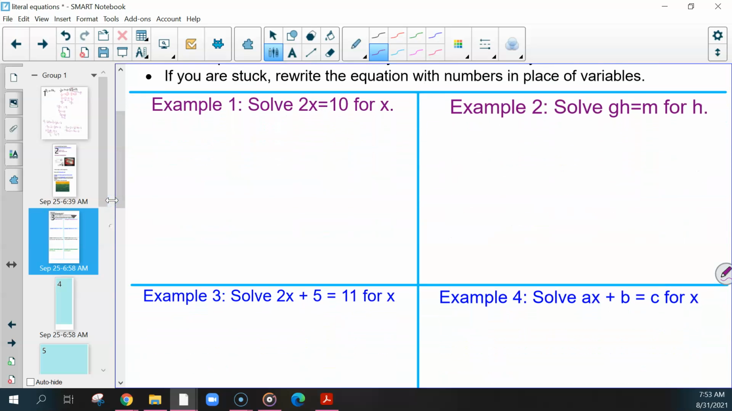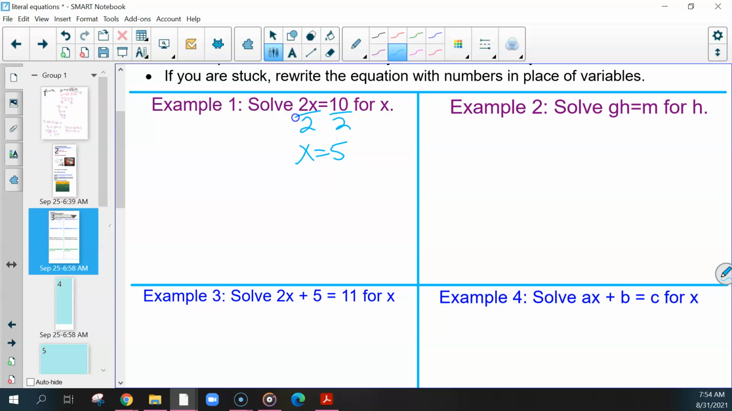So some of these are regular equations that we would solve and get a number. And then there are some that are not. So we're kind of going to do both so you see how to do the ones that are not. So if I have this example, solve 2x equals 10 for x. How would I get x by itself? Divide by 2 on both sides. And I get some number. I can put that back in. 2 times 5 equals 10. That works.